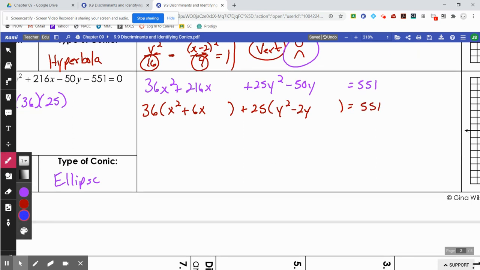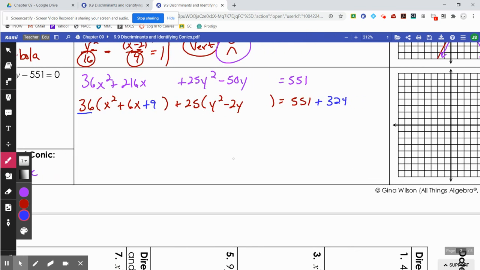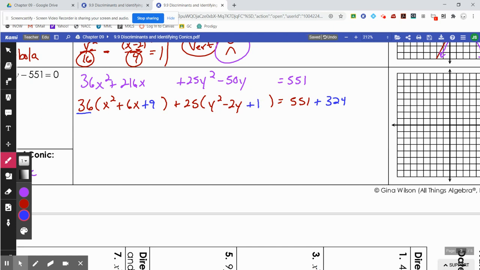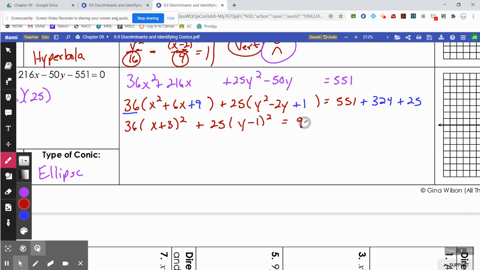To complete the square, we're going to half and square. We're going to add 9 here, but we added 36 times 9, which is 324, so let's add that to the other side. The second set of parentheses, we're adding 1, half it squared, so let's add 25 times 1 to the other side. Next step, let's go ahead and factor that. Bring down the 36. This factors into x plus 3 times itself. Bring down the 25. This factors into y minus 1 times itself. Equals, add the right side together, and you get 900.